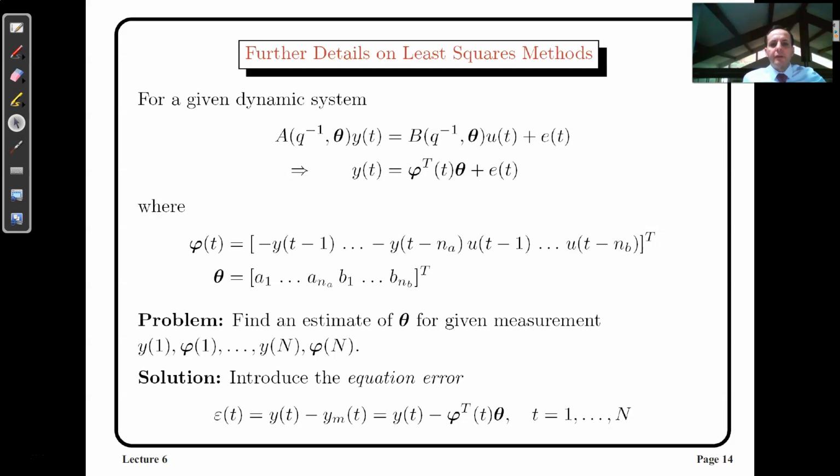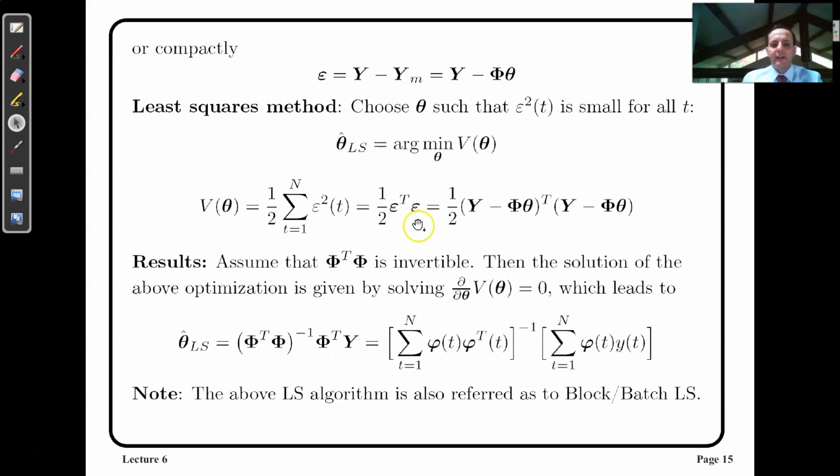So it means that this approach was obtained by defining the problem of finding the solution which minimizes what we call the equation error. We have, as you remember, the regressor vector, the unknown vector. And so the least square method requires the computation of these. So the solution is obtained by solving the problem of finding the minimum of this cost function, V. And the solution is derived by solving this problem.